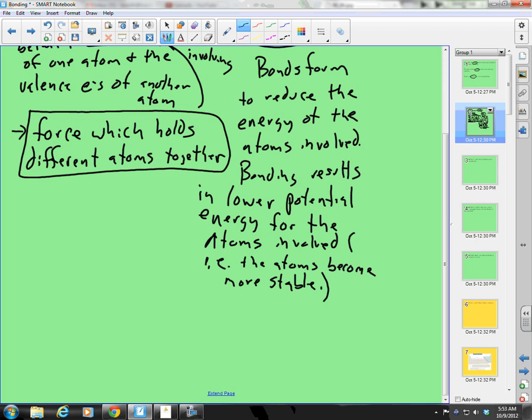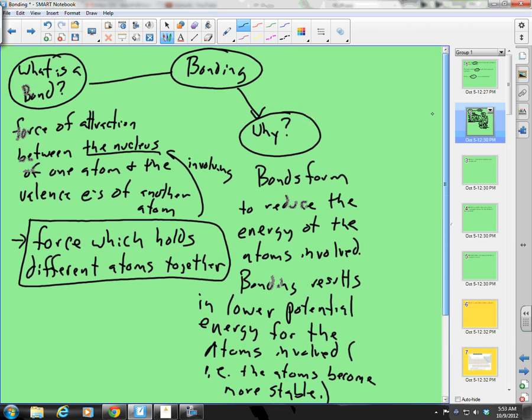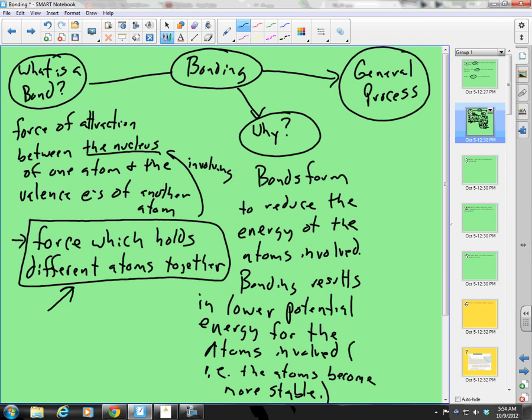Okay? So good. What do we know so far? We know what a bond is. It's a force of attraction between different atoms. Why do they happen? It happens to reduce the energy of the atoms involved. And then what is the general process? Let's call this the general process because there are several types of bonds, and we're going to talk about how each of these types forms. But overall, there's this general process that they go through. And the general process is this.